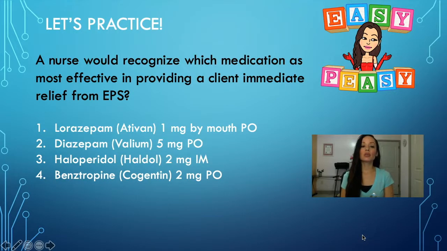Now this leads us to our next question. A nurse would recognize which medication as most effective in providing a client immediate relief from EPS. This is another medication that you need to know, you need to memorize. The answer is going to be benztropine, Cogentin. If we give this person Haldol, it's a first-generation antipsychotic, we're only going to make their EPS worse.